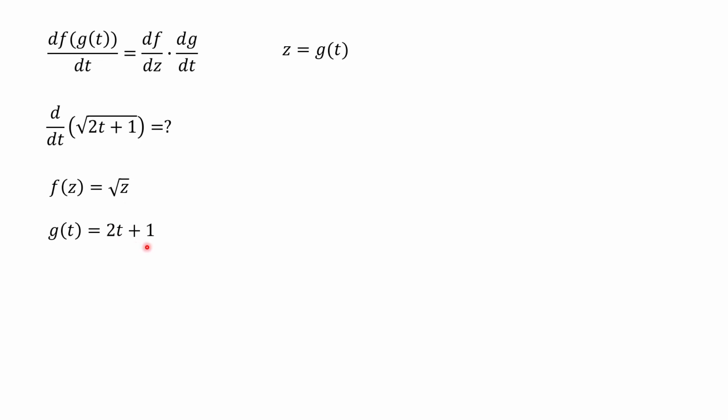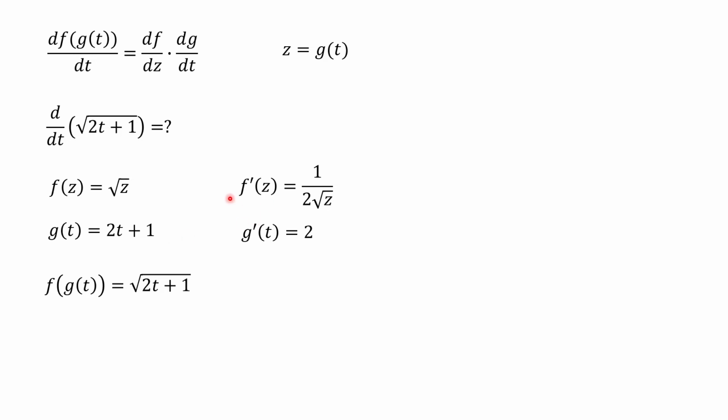Alright? And now we can see that f of g of t is exactly our function. And now how do we calculate the derivative of this? Well, it's the derivative of this with respect to its argument: 1 over 2 square root of z, times the derivative of this guy, which is 2.